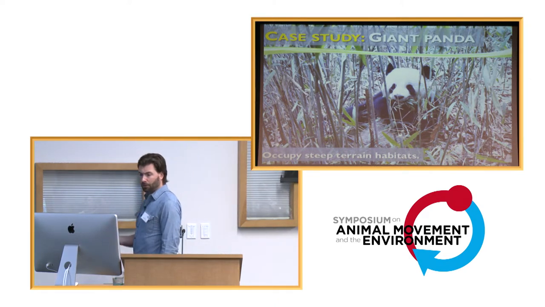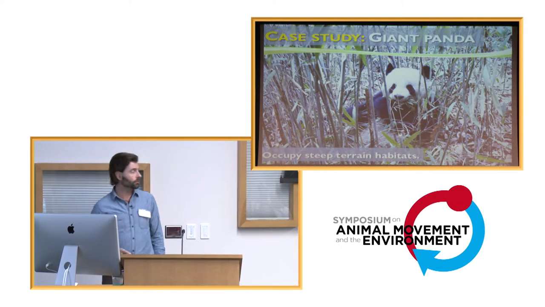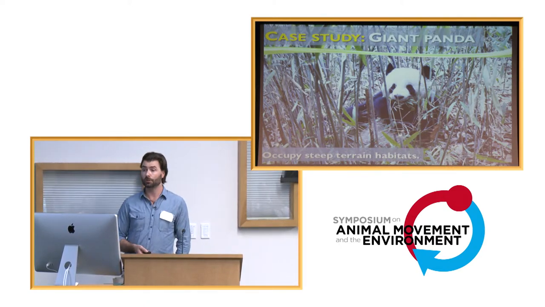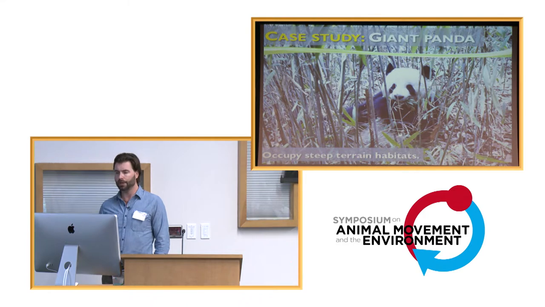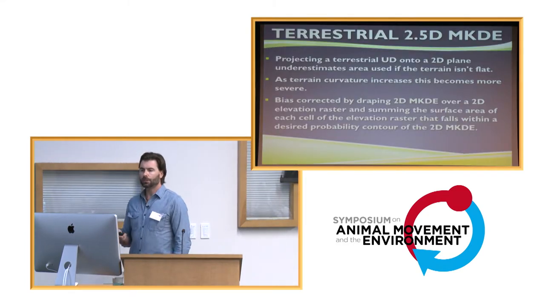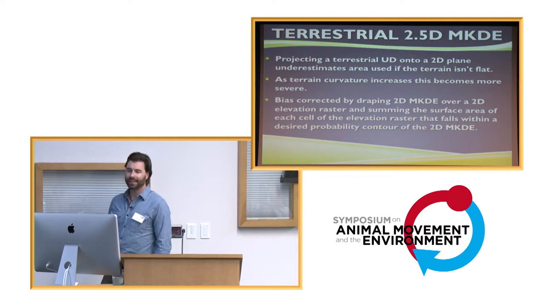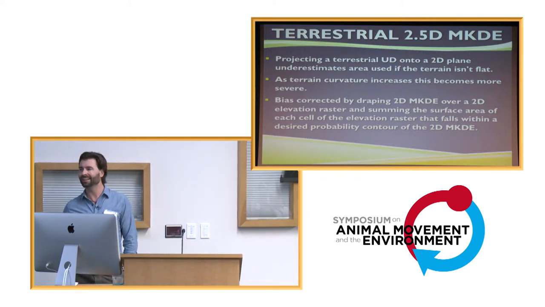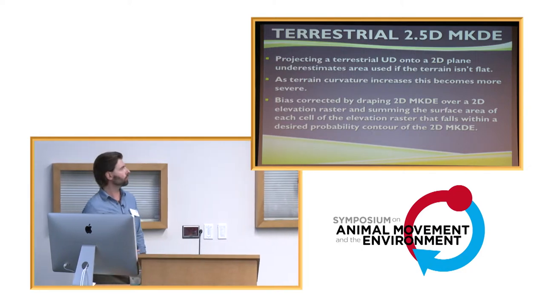Now I'm just going to step through a couple of case studies that show how this could be used, starting with giant pandas that we tracked with our Chinese collaborators in China for the very first time using GPS collars, which was really cool. Now, pandas are interesting because they occupy very steep bamboo terrain, right? Now, if you project a traditional UD onto a 2D plane, it can underestimate the area used if the terrain isn't flat. And in fact, as the terrain curvature increases, this becomes more severe.